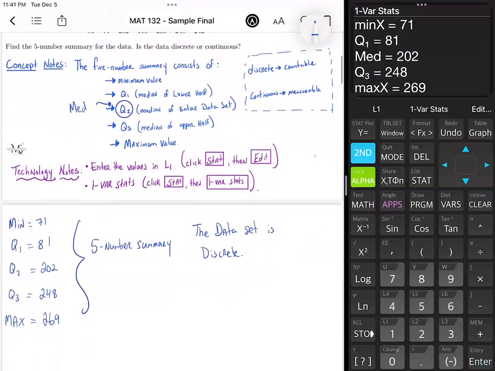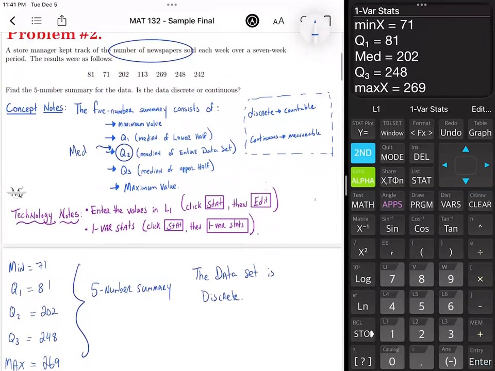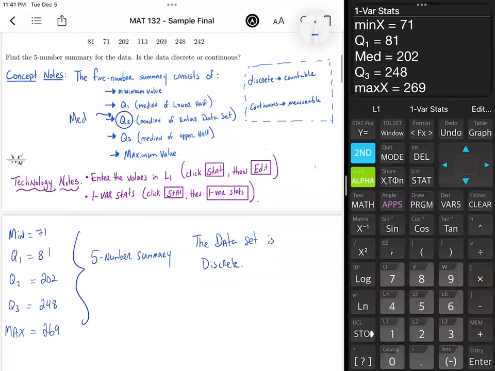Okay, so just keep in mind that when you're solving this problem, if you see number of some object, then that would be discrete. If you're talking about some sort of measurement where it involves some units, then it will be continuous. All right, so that will be the solution to problem 2.